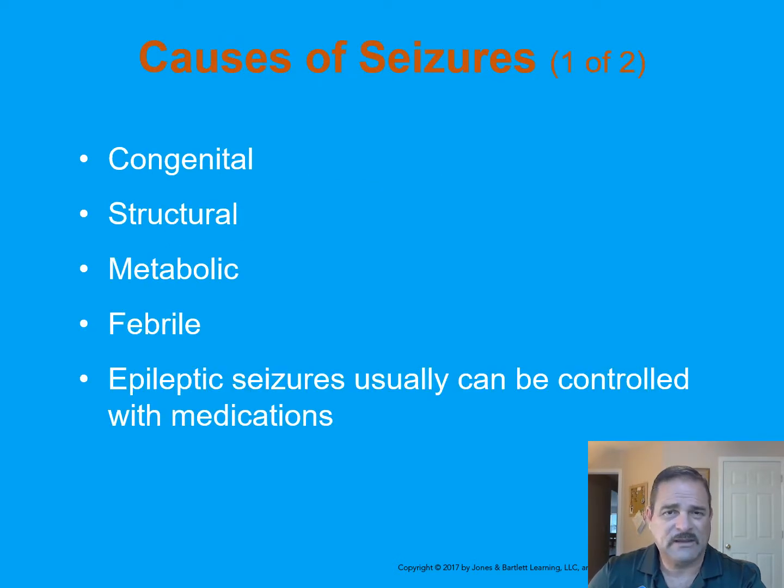Causes of seizures, there's several, but usually it's a congenital cause. They're born with a structural defect of the brain that causes seizures. It could be structural anatomy, something that's not correct in the brain or in the pons or medulla. It could be a metabolic process, electrolyte imbalances, or simply a response to fever, febrile. Epileptic seizures usually can be controlled with some sort of medications. These patients generally know that they have seizure activity, know what's coming on, and hopefully they take their medication on a daily basis. If they don't, they may end up having recurrent seizures.